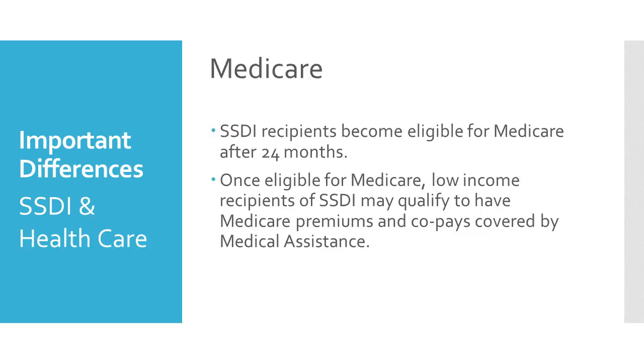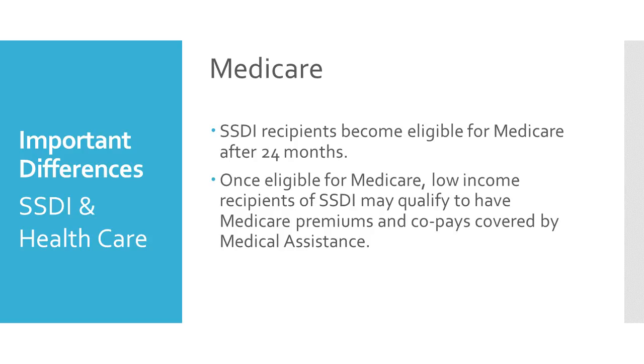SSDI recipients will also become eligible for Medicare, but not until they have been disabled for 24 months. Once eligible for Medicare, low-income SSDI recipients may qualify to have Medicare premiums or copays or deductibles covered by medical assistance. And that's based on income. And you do have to apply for that.